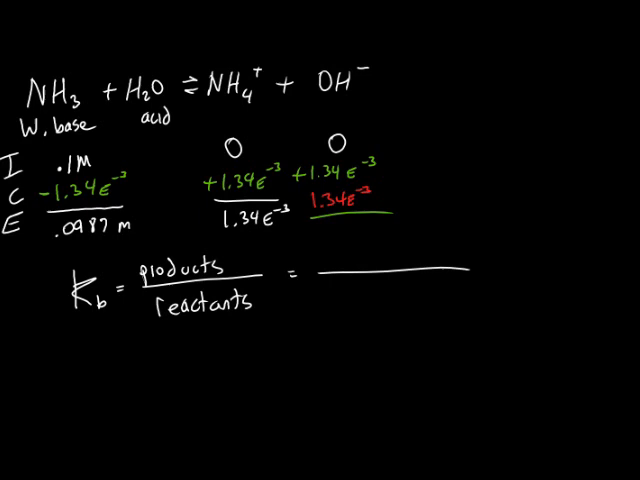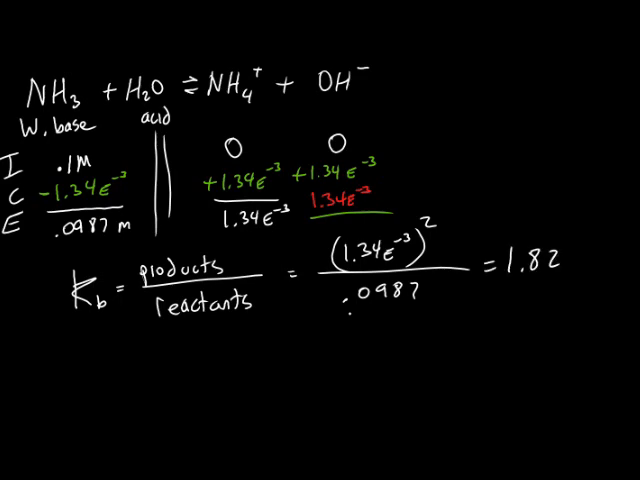Now to find the Kb, we can take the products over the reactants. Our products are both 1.34 times 10 to the negative third, so we'll place that in a parentheses and we'll say squared because there are two of them. On the bottom, we'll say 0.0987 since that is our reactant. Again, water will not impact our K value at all because it's a pure liquid. Now, we'll take the division. We'll end up with an answer of 1.82 times 10 to the negative fifth power, and that will be our Kb of our weak base.